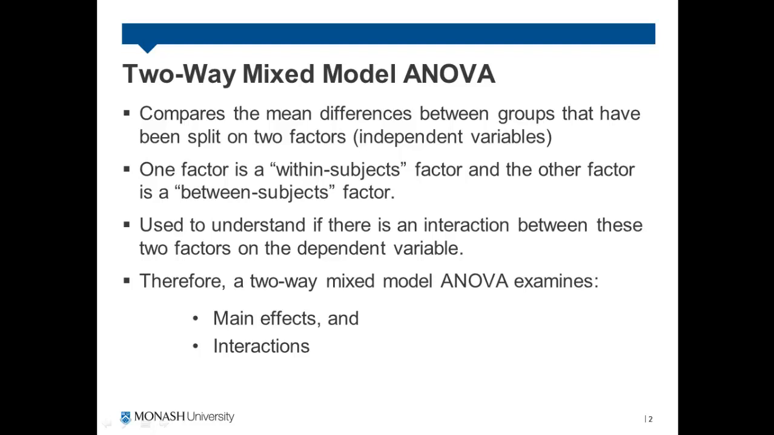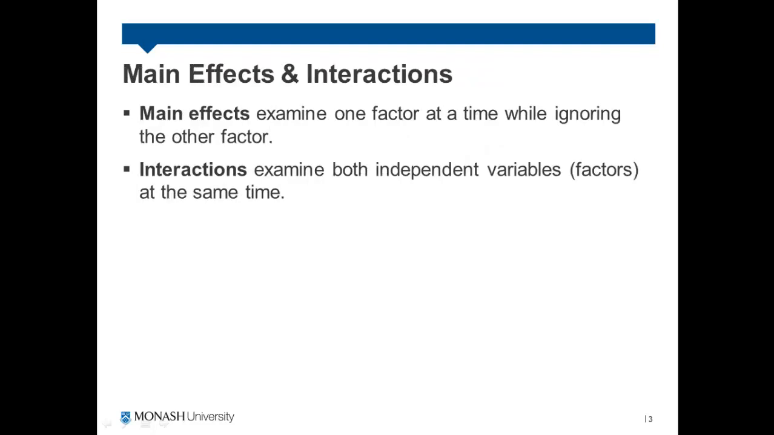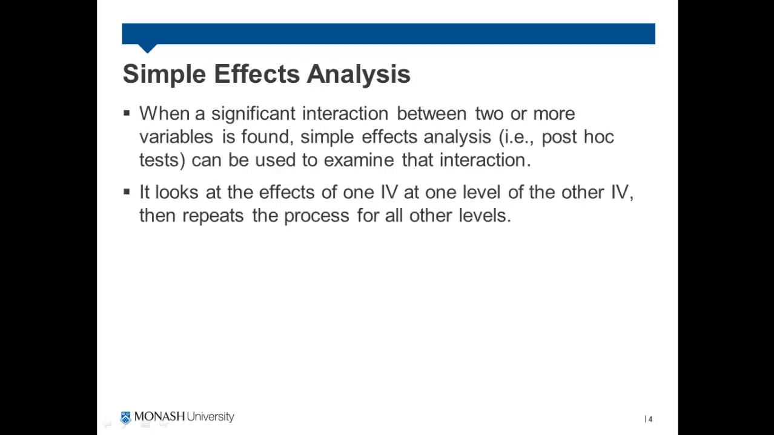Just like a two-way ANOVA, a mixed model ANOVA is used to understand if there's an interaction between these two independent variables on the dependent variable. So it examines main effects and interactions. A quick reminder about what main effects and interactions are. You guys should already be familiar with this after having done two-way ANOVAs before. Main effects examine one factor at a time while ignoring the other factor, whereas interactions examine both independent variables at the same time.